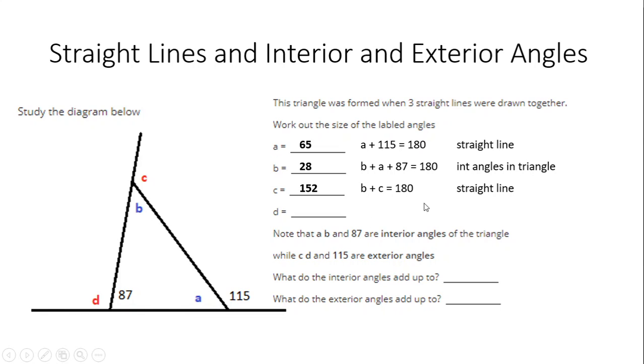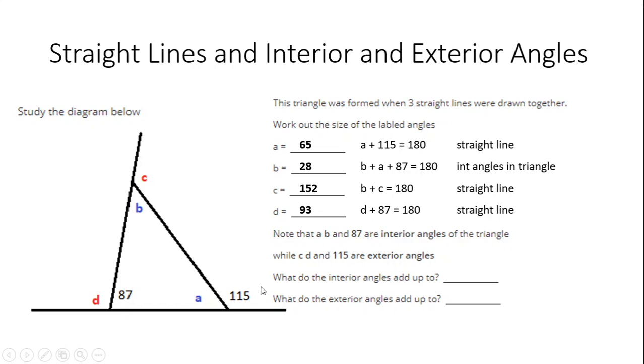Now D, I see down here, is on a straight line with the 87. So the rule is the same, it's a straight line. But it's D and 87 that add to 180. So D on its own would be equal to 180 minus that 87. That's 93. So I've got all of my angles here, and I think that went smoothly for the assessment.